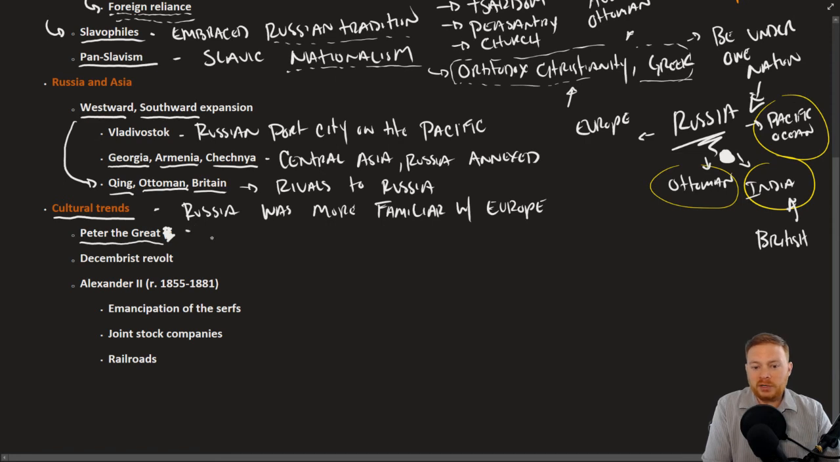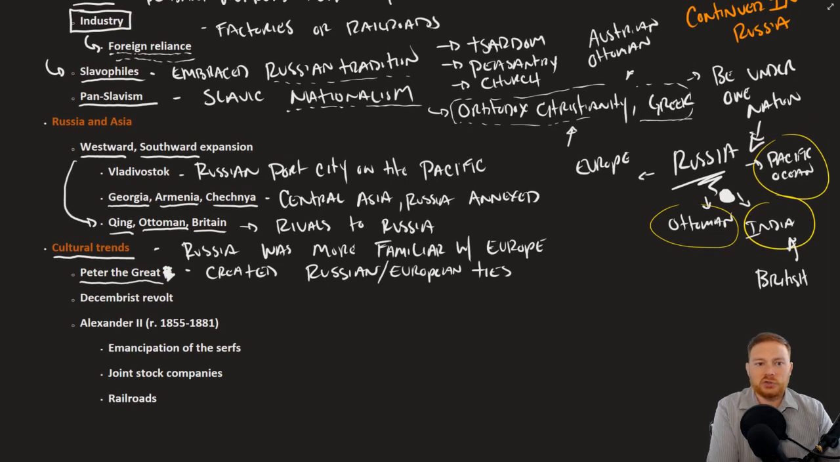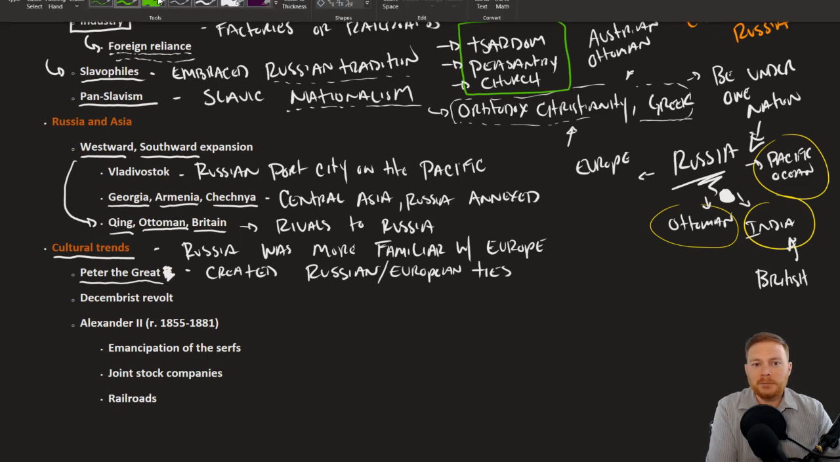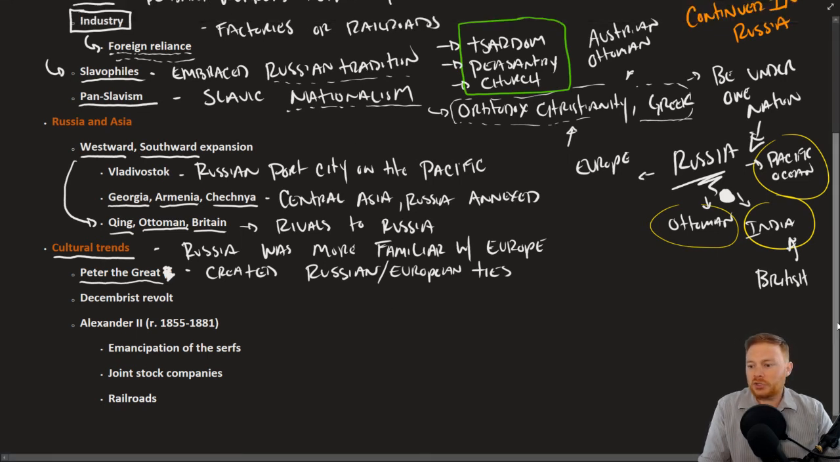So Peter the Great had created Russian-European ties. So there's a little bit more familiarity there. However, most of the Russian ruling class continued to resist any sort of change. Again, kind of the trifecta of what the Russian class wanted to embrace. Again, Tsardom, that's the Tsar as the absolute ruler. Peasantry, that is a largely agricultural Russia, and the Orthodox Church.